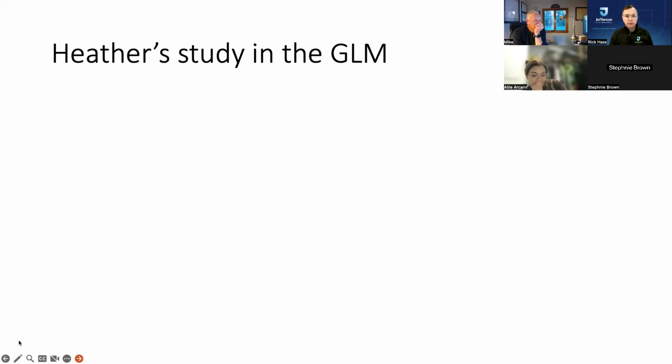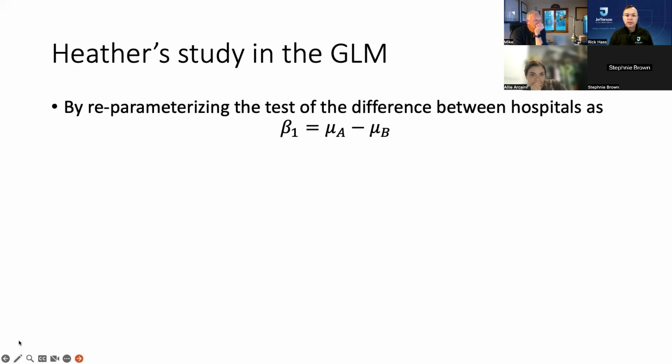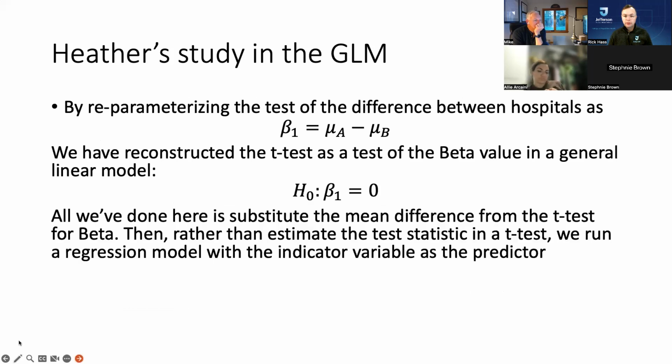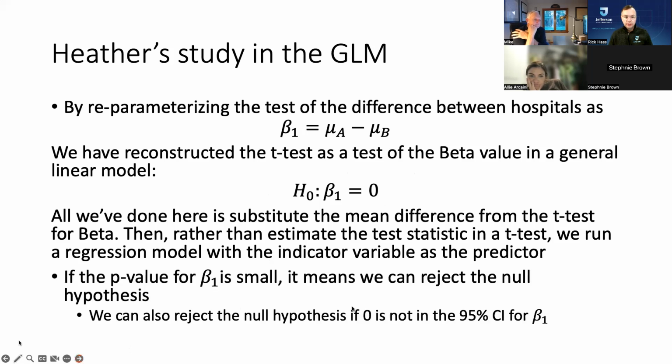So in the regression format, we've simply reparameterized the t-test. We've changed the math behind the t-test, but we end up with the same result. So in general, we've reconstructed our t-test as a test of a beta coefficient in a regression model. And so our hypothesis test is that beta 1 equals 0. The alternative is just that it doesn't, right? So if the p-value for beta is small, it means we can reject the null hypothesis.